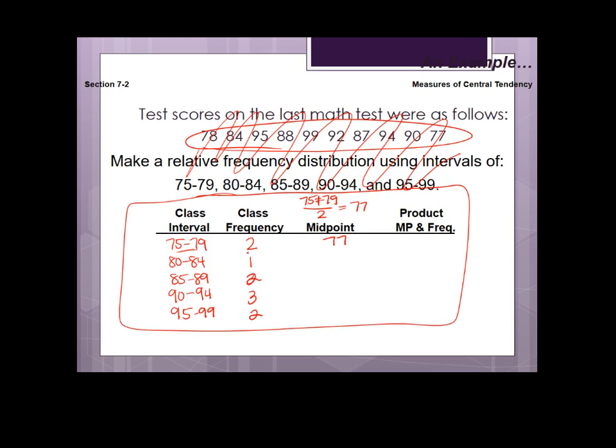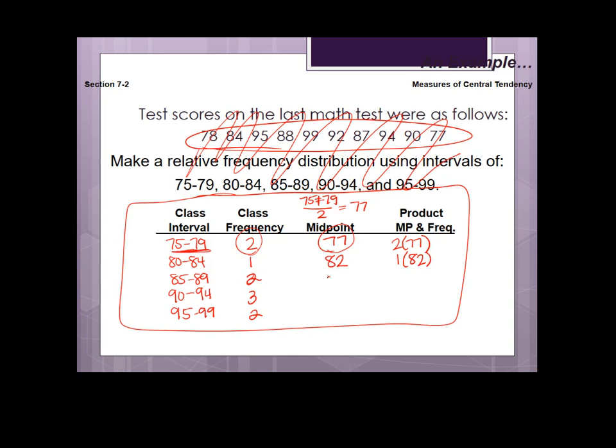So I'm basically saying, well, I have two numbers somewhere in between here, so I'm going to just assume that those two numbers were each 77, because that's kind of the average of these values. So each number would be 77, so I have two of those. So then here, I'm going to do 2 times 77. Okay, so now I have 80 to 84. There was one number somewhere between there, so I'm going to take the halfway point, which would be 82, and I have one of those.